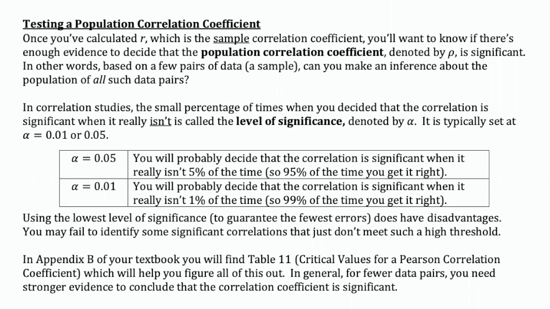When you calculate that r, you're going to want to know if there's enough evidence to decide that the population correlation coefficient, which we denote by the Greek letter rho, looks pretty much just like a p, is significant. In other words, based on a few pairs of data, your sample, can you make an inference about the population of all such data pairs?